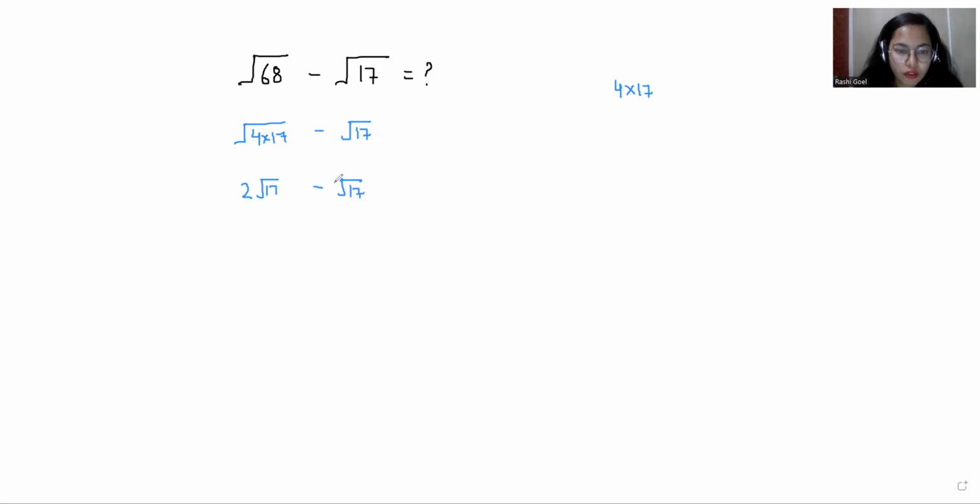If there is nothing in front of that, that means there is a 1. So I can take root 17 common from both the numbers. And what is left? 2 minus 1. 2 minus 1 is 1. So our answer is root 17.